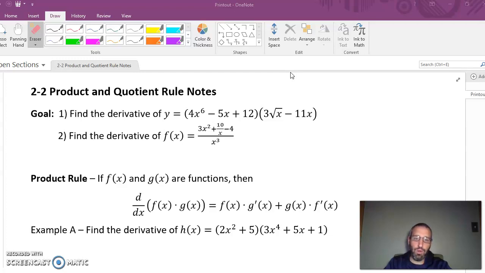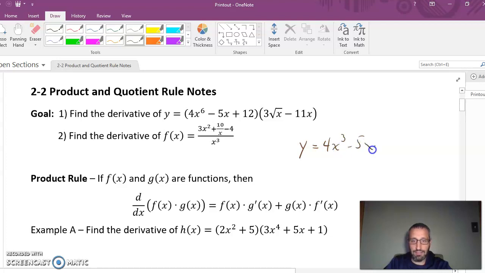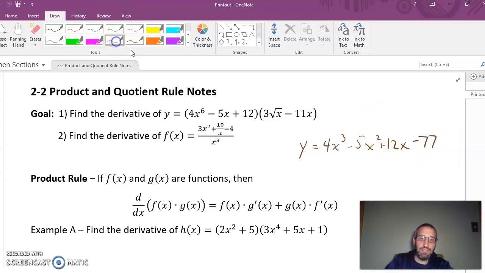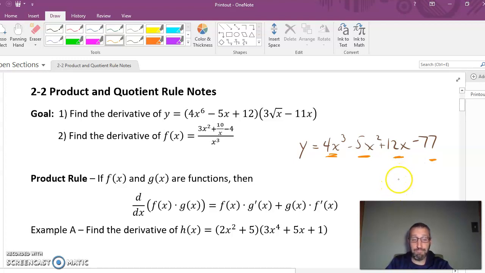Okay, I hope one of the things that you notice here is that we're taking a look at taking a derivative of a couple of different things. When we've taken a derivative of things in the past, it's been separated into terms. For example, we might have been taking the derivative of y equals 4x to the third minus 5x to the second plus 12x minus 77 or something crazy like that, right? Where we could easily identify term, term, term, term, and take the derivative of each of those individually, right?